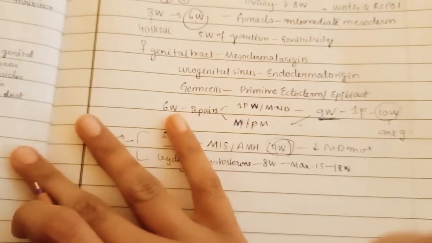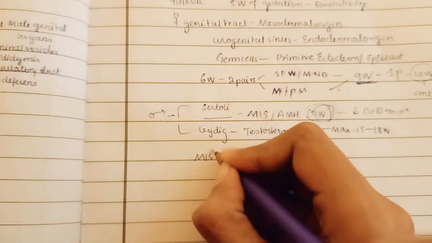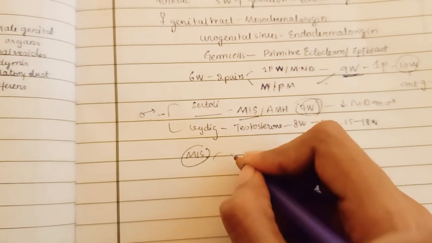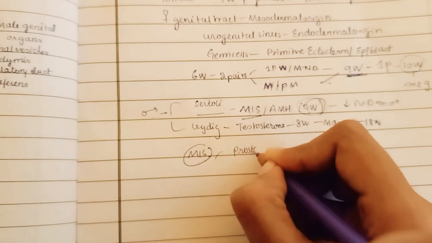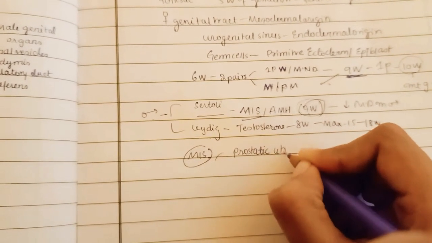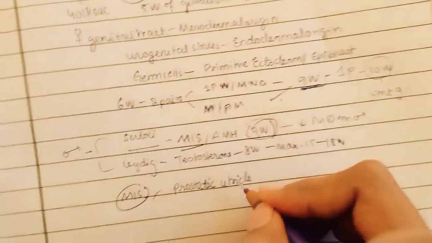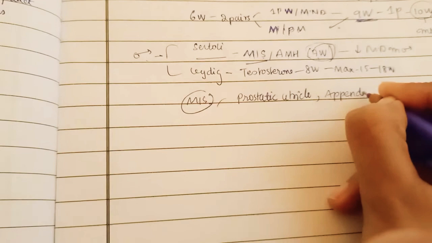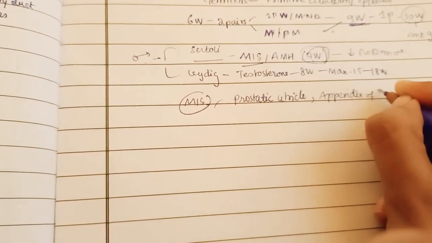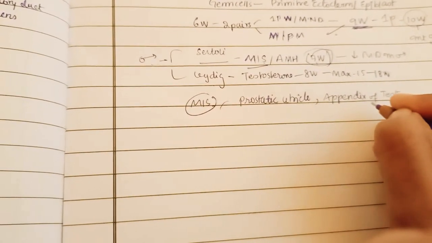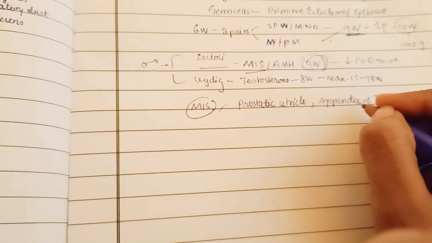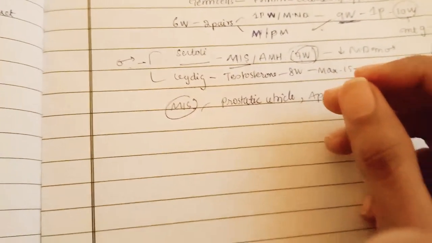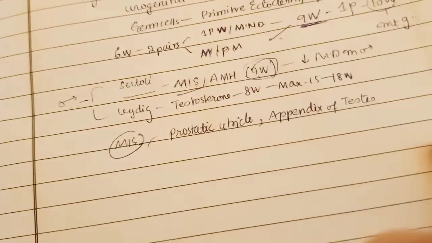So coming to remnants, this MIS is present in childhood, right? So their remnants are present in adult male, that is prostatic utricle. So the prostatic utricle in adults is a remnant of MIS, and even the appendix of testis is called hydatid of Morgagni. So hydatid of Morgagni, appendix of testis, prostatic utricle, these are the remnants of MIS in adult males.